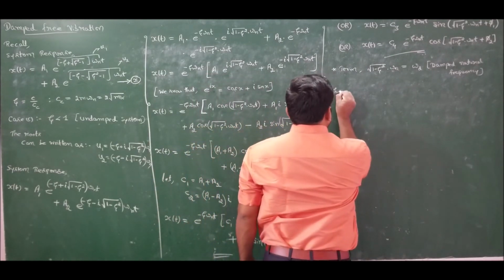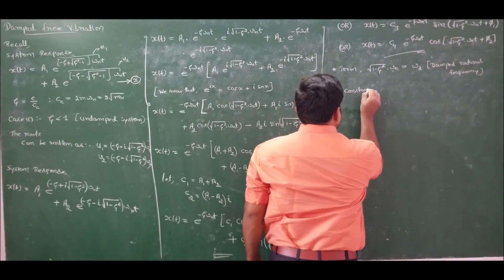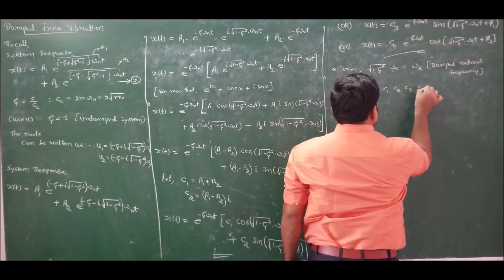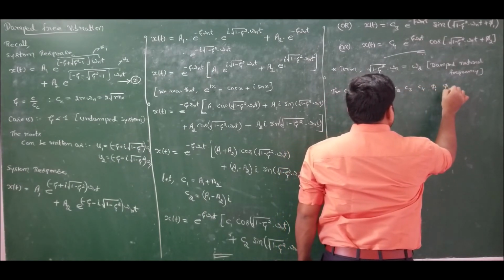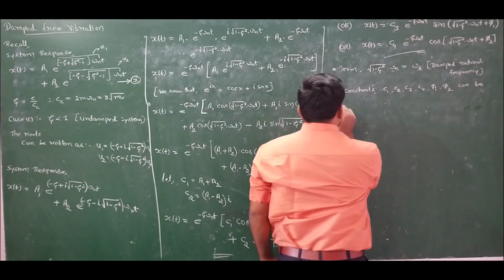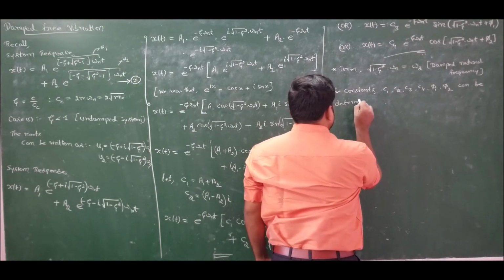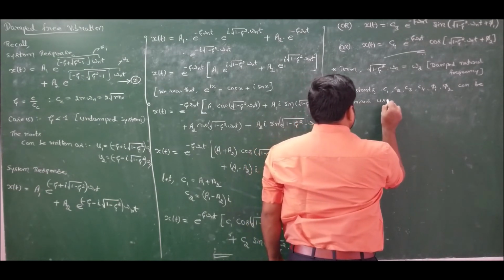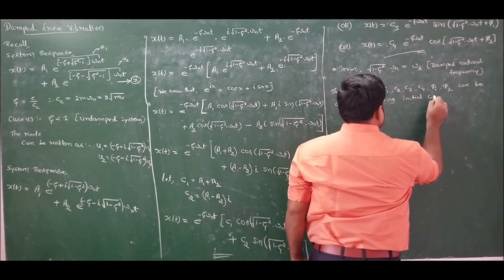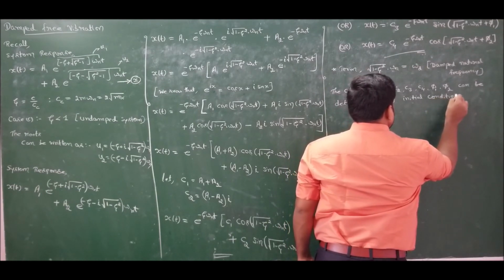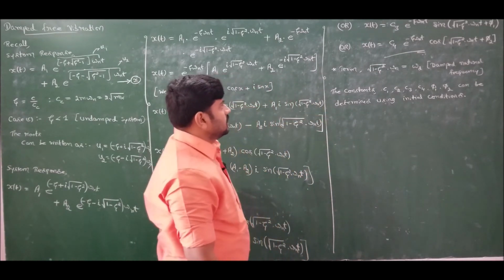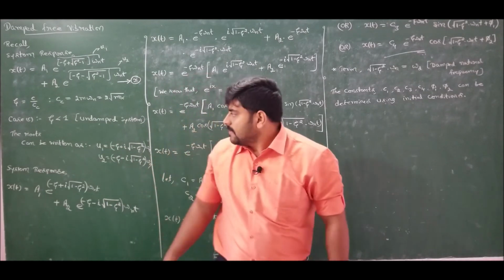The constants C1, C2, C3, C4, phi 1, phi 2 can be determined using initial conditions. So this completes the expression for system response for an underdamped system.